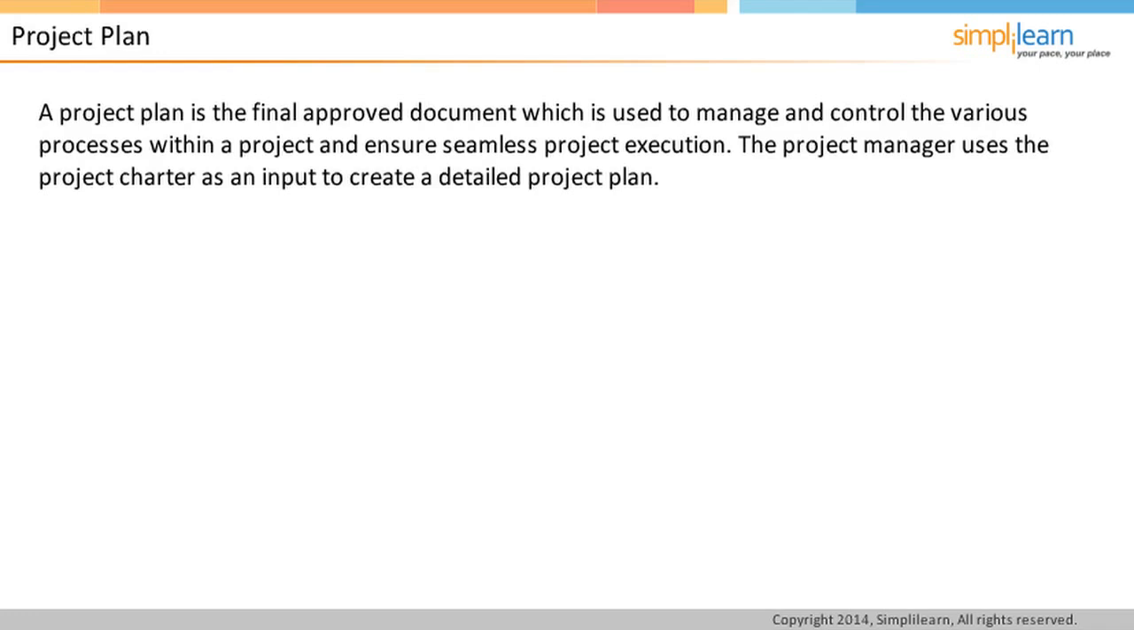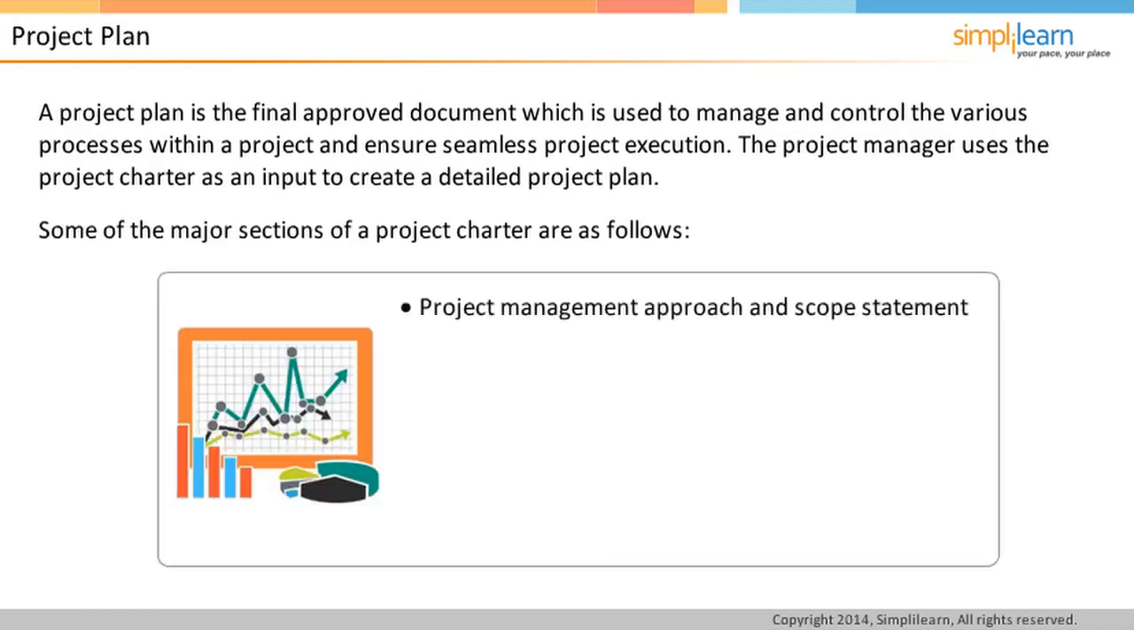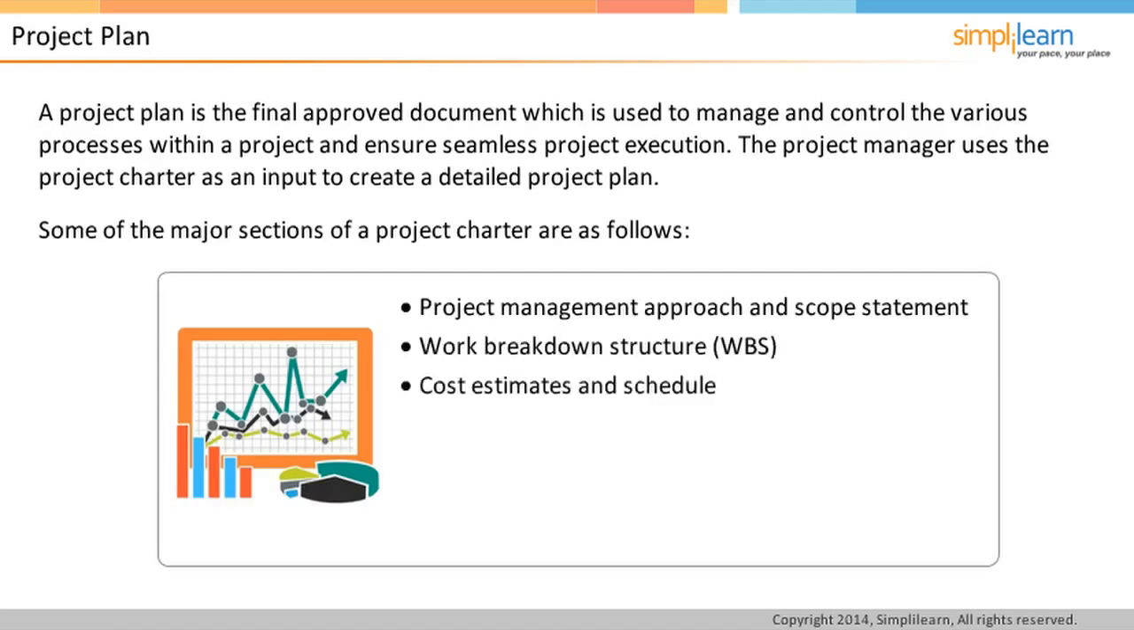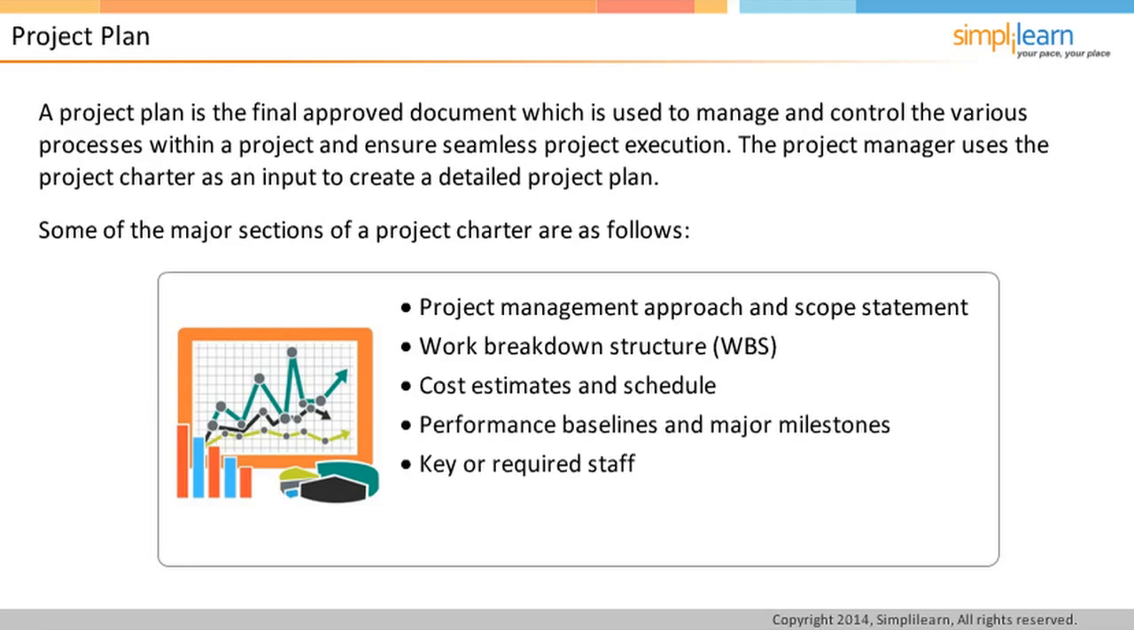A project plan comprises various sections, prominent among them being the project management approach, the scope statement, the work breakdown structure, the cost estimates, scheduling, defining performance baselines, marking major milestones to be achieved, and the key members and required staff personnel for the project. It also includes the various open and pending decisions related to the project and the key risks involved. Additionally, it also contains references to other subsidiary plans for managing risk, scope, schedule, etc. In the next screen, we will learn about project scope.